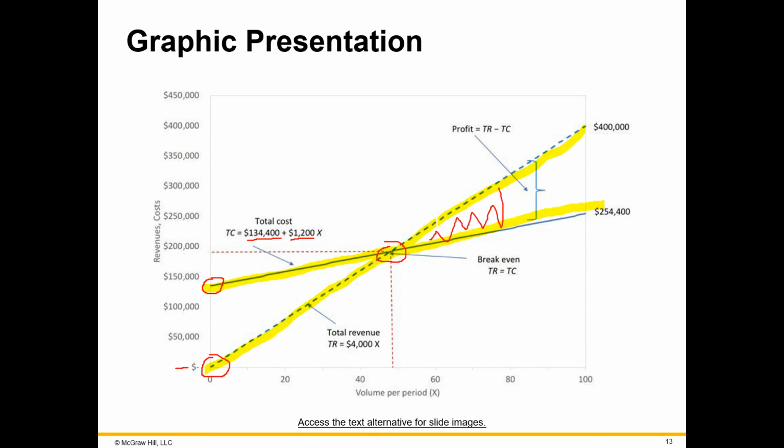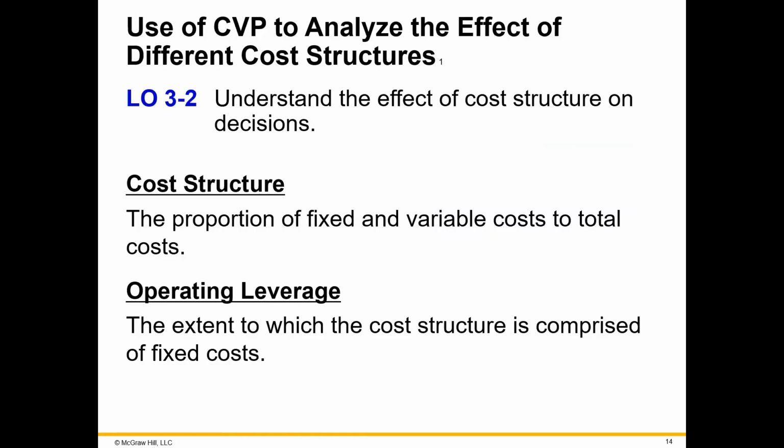Next, we're going to discuss two more terms. The first term is cost structure. Cost structure is just a fancy way of saying what's the proportion of fixed cost and variable cost. When someone asks about the cost structure of a company, they're asking about whether its operating leverage is high or low. Which brings us to our next term, operating leverage.